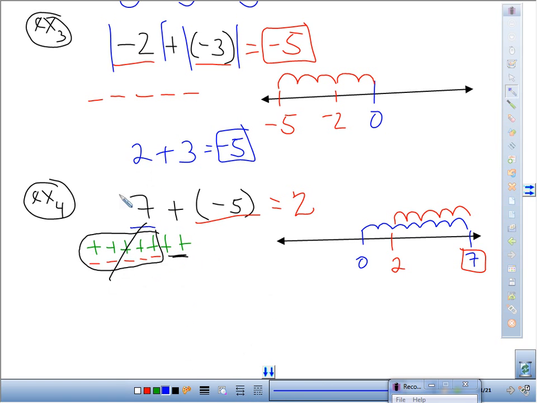And the last way, using absolute value: the absolute value of 7 is 7. The absolute value of negative 5 is 5. Which is the greater absolute value? The 7. Are these the same sign? No, so we subtract. 7 minus 5 is 2. The 7 was the greatest absolute value, and it's a positive. That's why it's a positive 2.